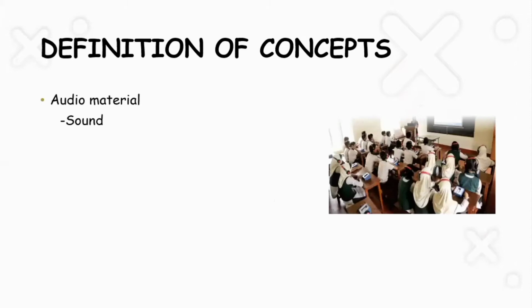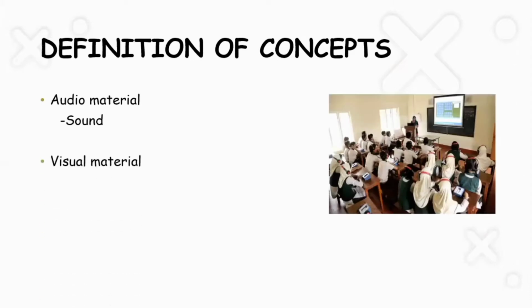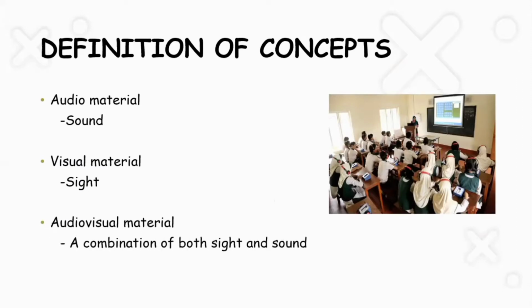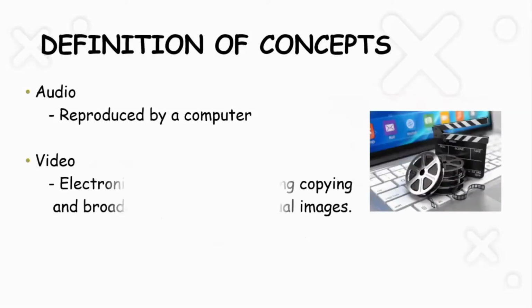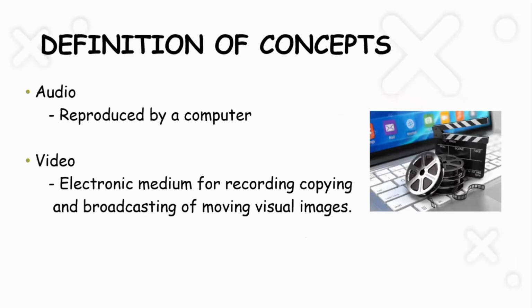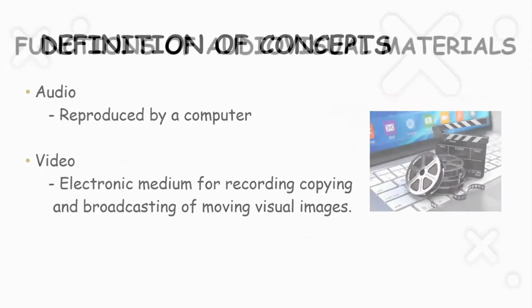Definition of concepts. Audio material: tools to convey information through sound. Visual material: tools to convey information through sight. Audiovisual material: a combination of both sight and sound to convey information. Audio refers to sounds reproduced by a computer or any other devices able to play it. And video, electronic medium for recording, copying, and broadcasting of moving visual images.